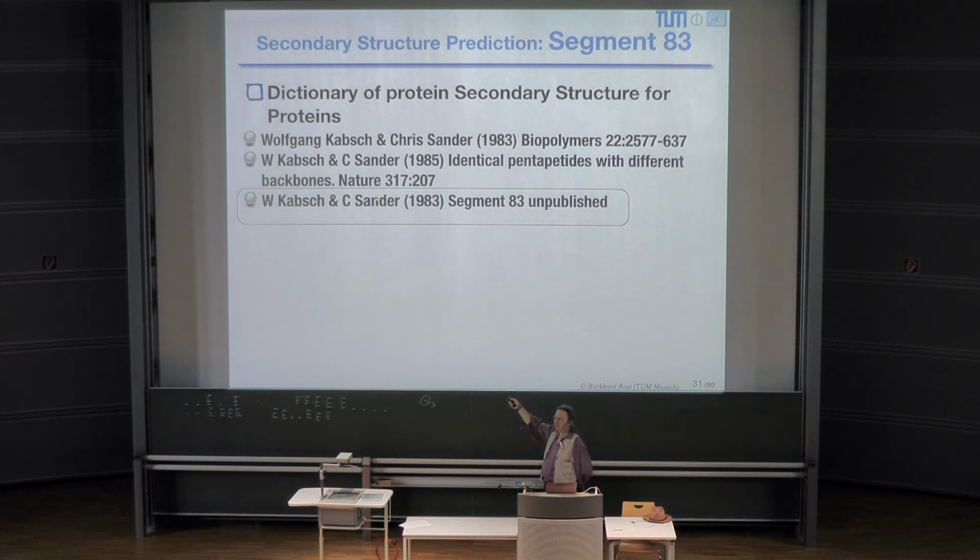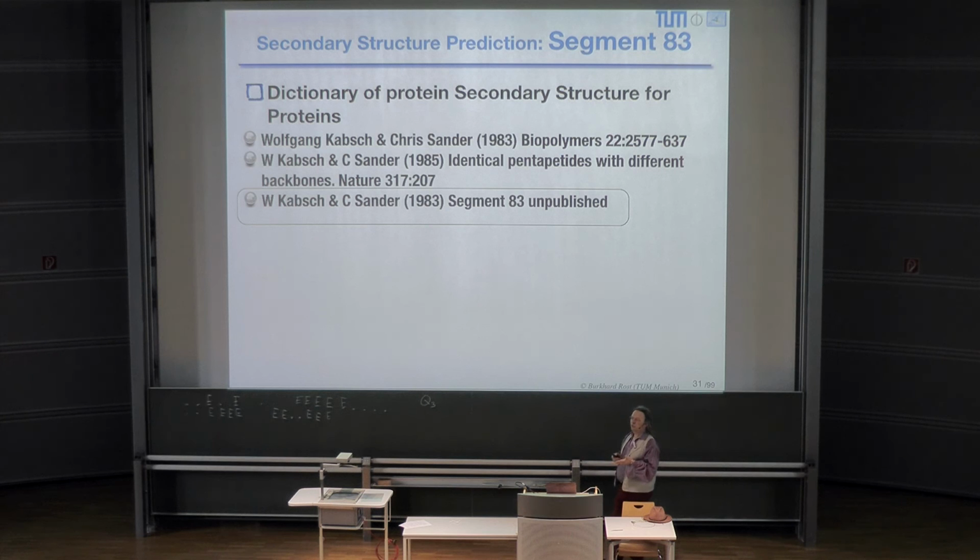So DSSP, they developed their first method that in fact automatically assigns secondary structure for known structures, not because they felt this is an important thing to do. It turned out to be a very important thing to do, and it has been used by everybody ever since. And there's still no good improvement over that method.